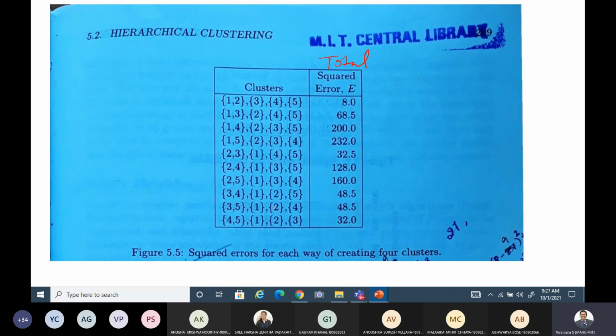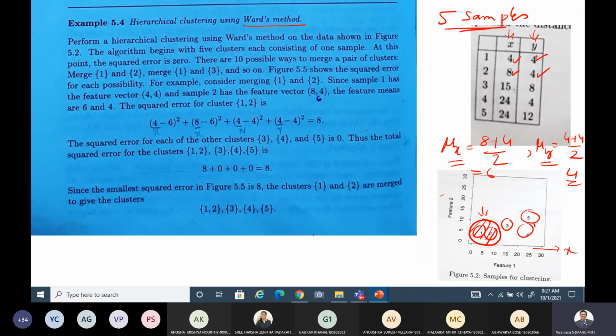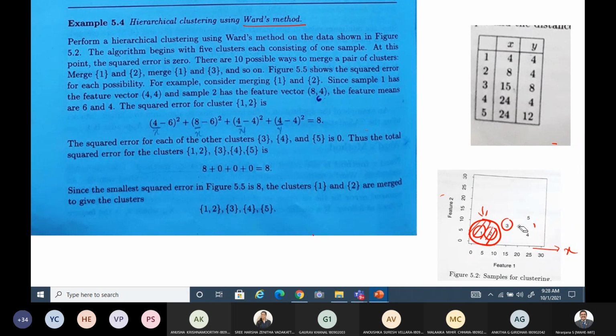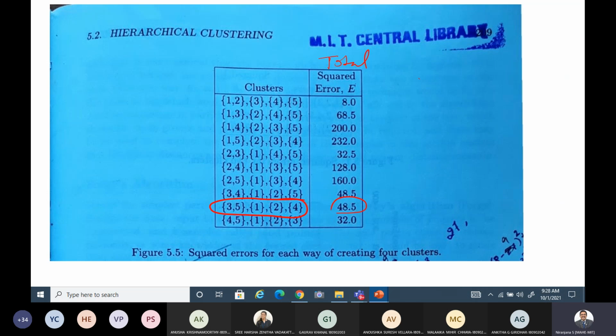Okay, I will give you one more. Can you check this and tell me if you have not understood? Just cross-check, are you getting 48.5? I'll display the table here. Just check yourself and tell me if you have any confusions. Find the mean and do it. Sir, you're talking about merging 3 and 4, right? Yeah, correct. 3 and 5. 3 and 5. 3 and 4 also 48.5. Okay, sir.